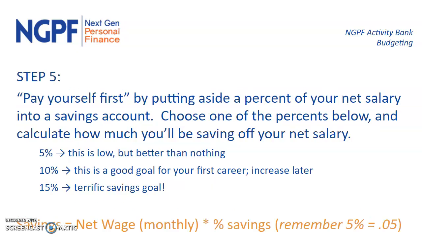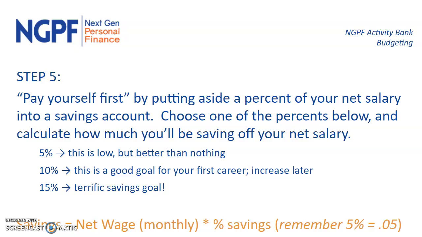Step 5, pay yourself first. In this unit that you have just been doing, budgeting worksheet number 3, I talked about percentages, the 50, 20, 30. It also talks about paying yourself first. This means you need to put aside a percentage of your net salary into a savings account. So you're going to choose, in this case, what percent you're going to put into your savings.